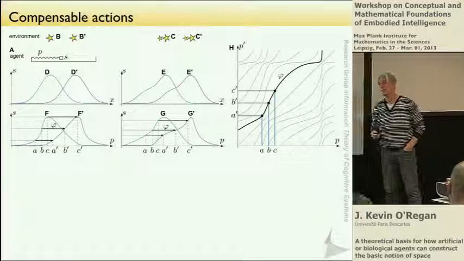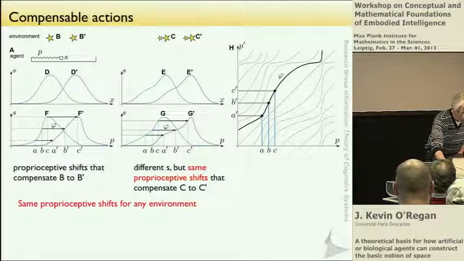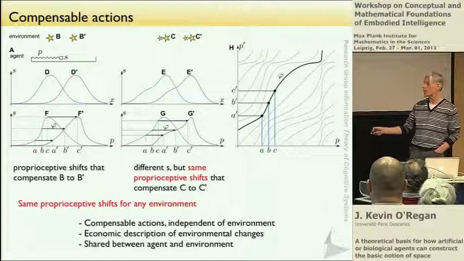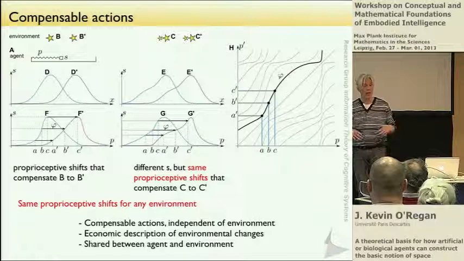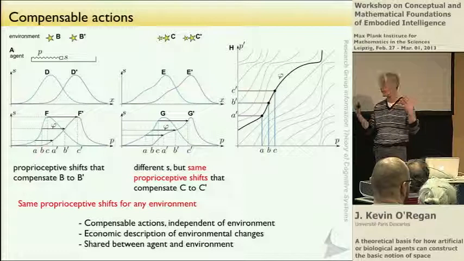Well, at least this particular aspect, I'll go on to look at other possible aspects of space. So I'm saying that these phi functions are compensable actions, they're independent of the environment, and they provide an economic description of environmental changes, because you might have thought that when there is an environmental change, these functions would completely change. But the fact is they don't. And so we have here an economic description of certain kinds of environmental changes.